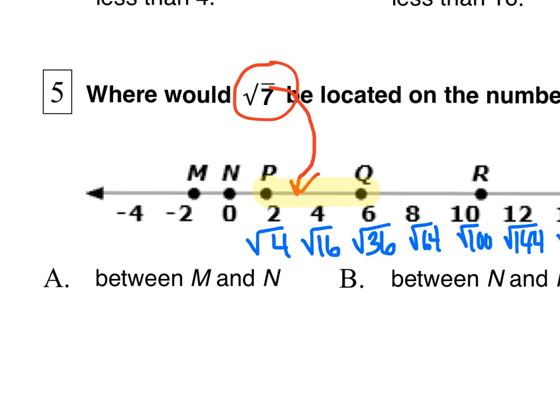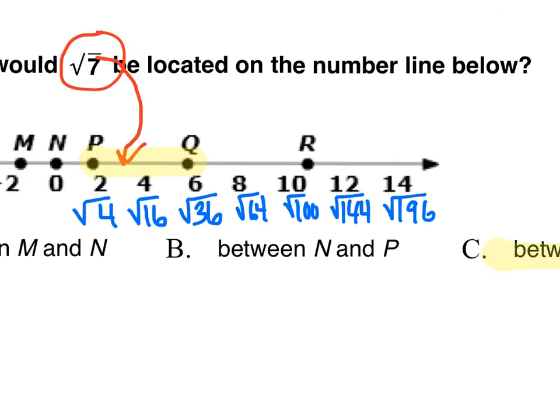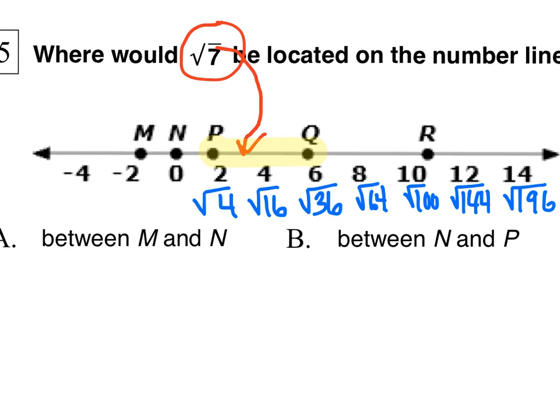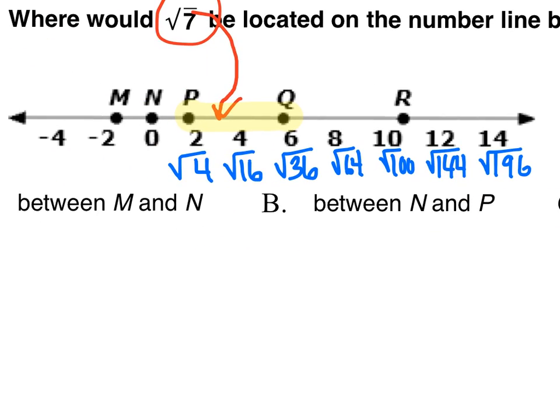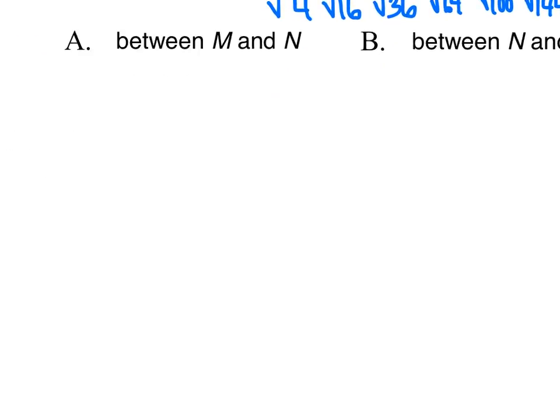Number 5, where would the square root of 7 be located on the number line below? The square root of 7 would be located between P and Q, closer to P.